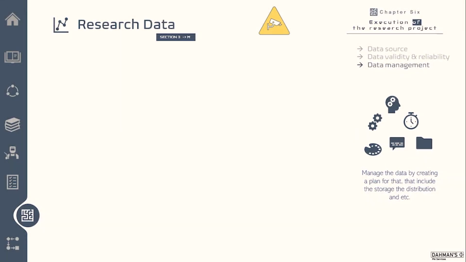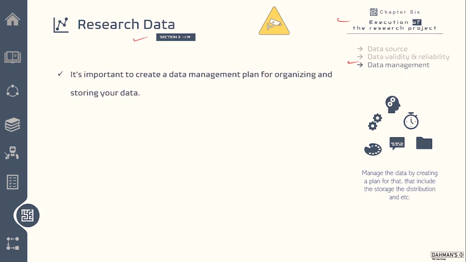Hi, welcome back. We are at the last outline of Section 3, Research Data, in Chapter 6, Execution of the Research Project. In this outline, we're going to have a quick discussion on some guidelines when it comes to your data management. First of all, it is important to create a data management plan to organize and to store your data.